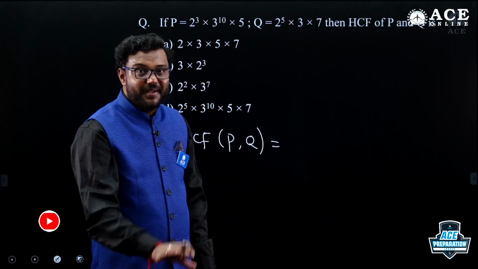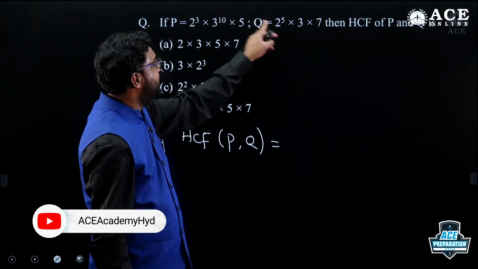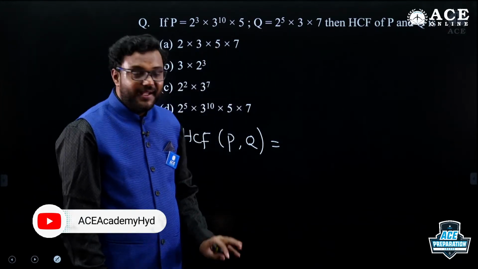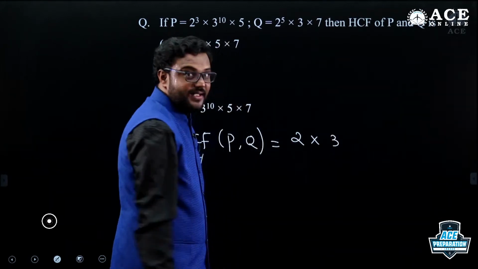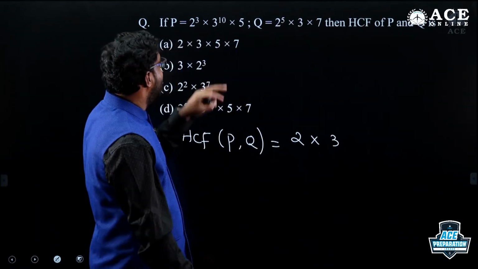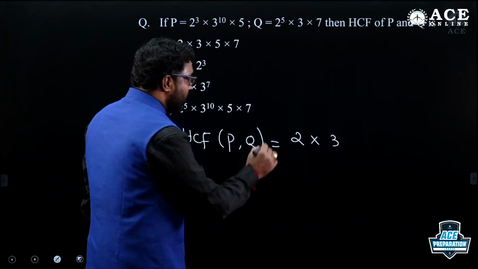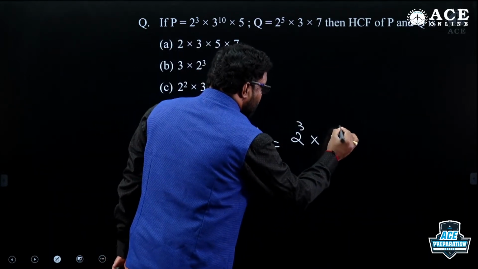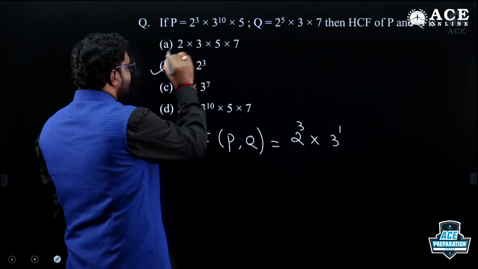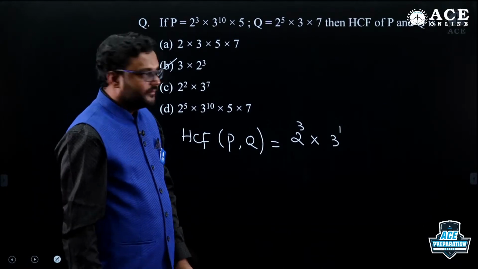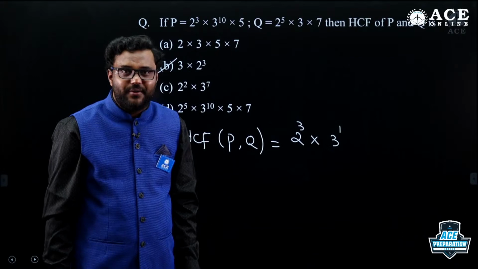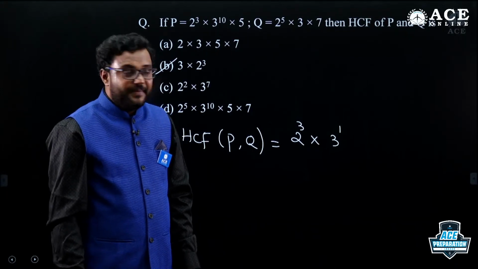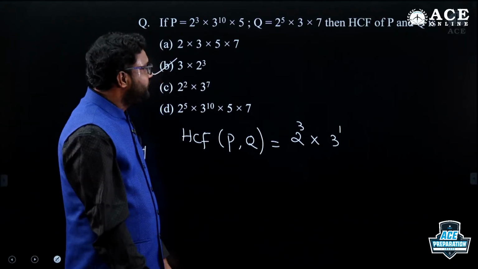Write the common prime numbers. What are the common prime numbers in both? 2 and 3 only. Okay, 2 and 3. What are the least powers of those? For 3, the least power is 1. For 2, the least power is 2 cube, right? So power 3. So your option should be B, my dear friends. Got it? Least powers, common prime numbers only we have to list out. Fine. These are basic questions.